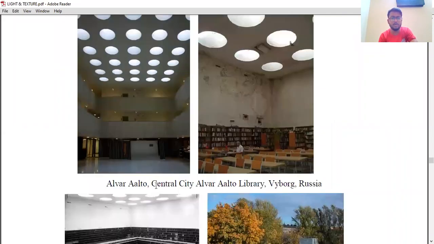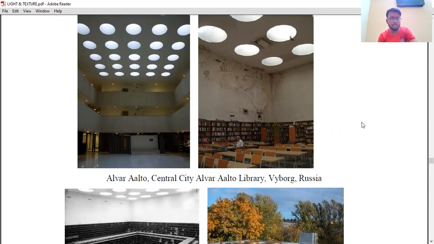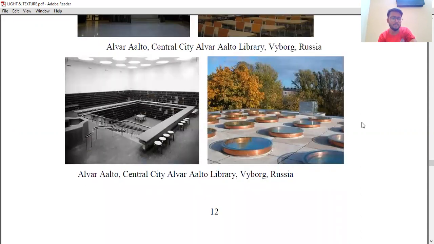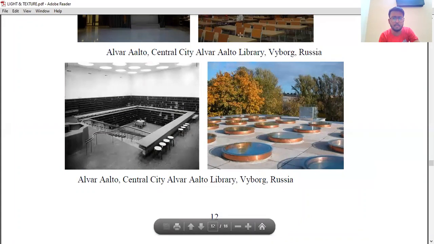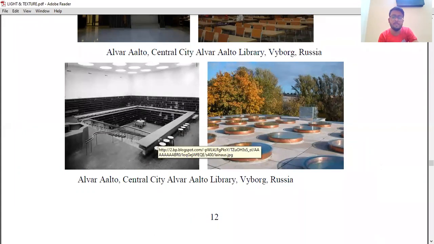This is the Alvar Aalto City Center Library in Vyborg, Russia. Further, if we are moving on, the next one is the Alvar Aalto Central City Library, again in Vyborg, Russia. So this is the Central City Library, same thing only, no? Yes, this is the Alvar Aalto Central City Library itself. Both are the same, and both are located at the same place. They are just showing different views of that particular space.